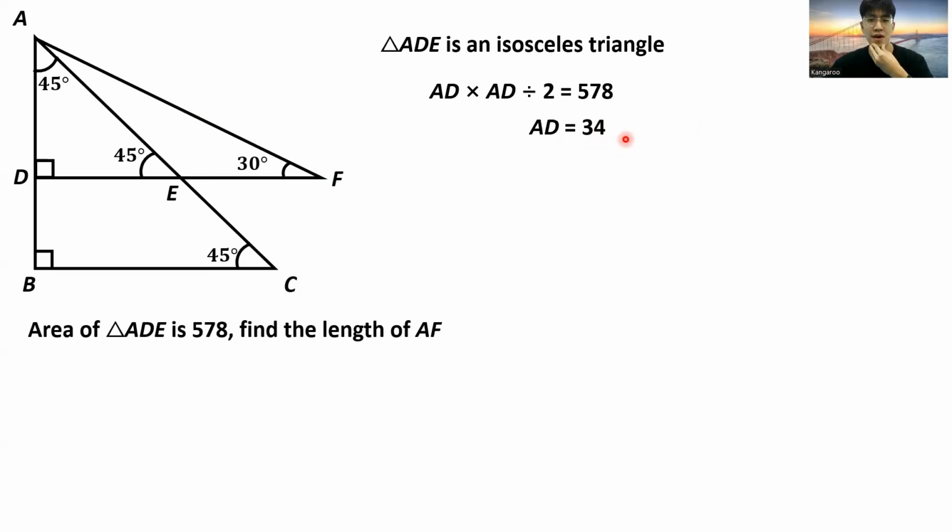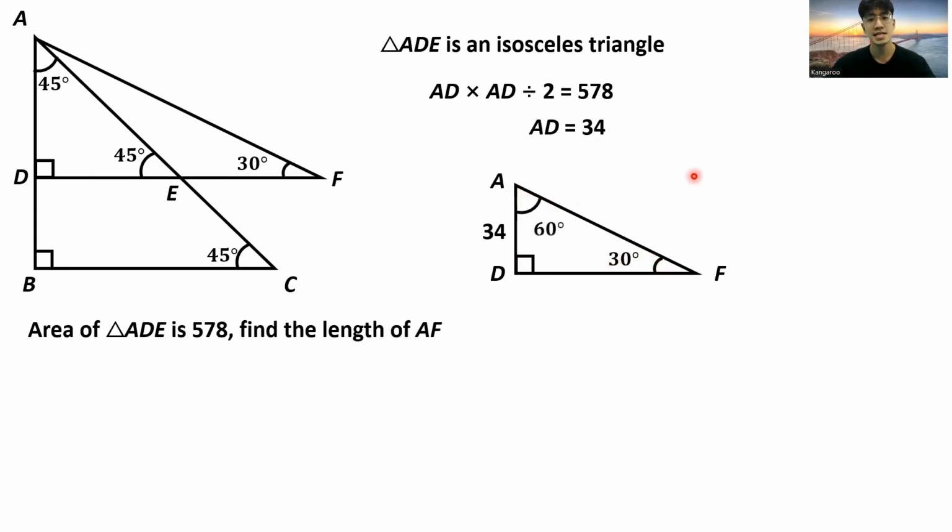Now, you might be wondering, why is that? Let me show you. Let me isolate this triangle ADF over here for you. I know AD is 34, and this is 90 degrees, 30 degrees, so this must be 60 degrees. And from here comes the magic. I can flip this triangle to the bottom. So this is 60 degrees, this is 60 degrees, this must also be 60 degrees. So that this triangle is an equilateral triangle.